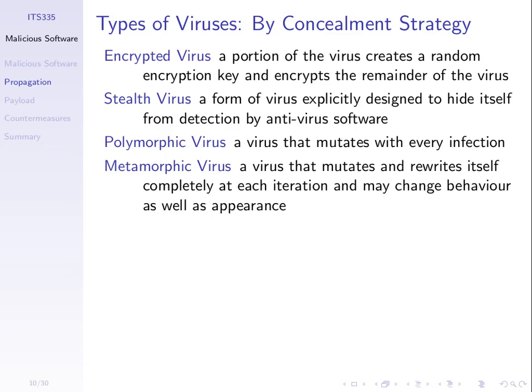So a polymorphic virus changes its appearance. It changes the way it looks, but not what it does. A metamorphic virus does more than that. It also changes its behavior. So it does something different from the original version. And that makes it even harder for antivirus to detect. Because if the virus is doing different things, again, if we look at patterns, it's harder. And if we look at the operations of the virus, it becomes harder from the antivirus's perspective.